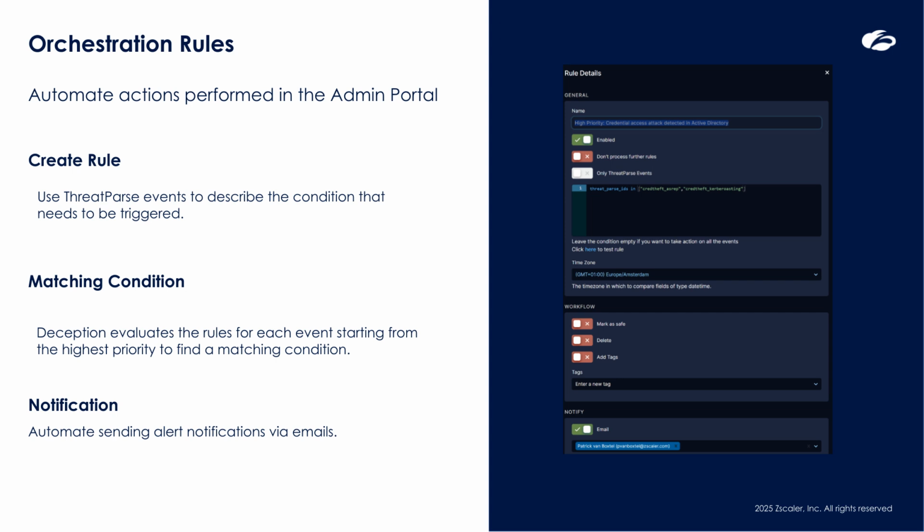Orchestration rules automate actions performed in the Deception Admin Portal. These are triggered by log or threat parse events, and it's recommended to leverage threat parse events whenever possible for these rules. Orchestration rules can take several actions, such as marking known false positives as safe, tagging specific events, and most importantly, sending alerts via email when a rule is triggered. This is vital to ensure that your security teams are alerted as early as possible when deception detects an attacker interacting with the decoy.